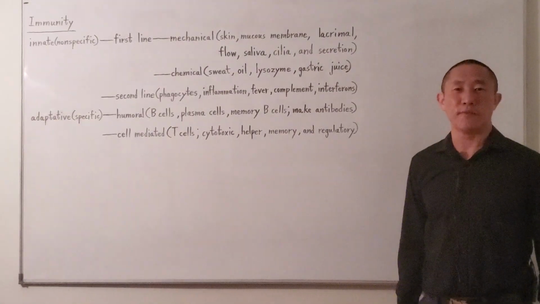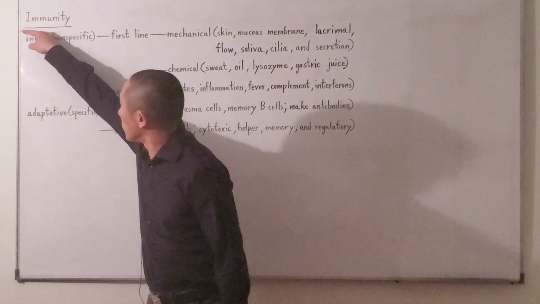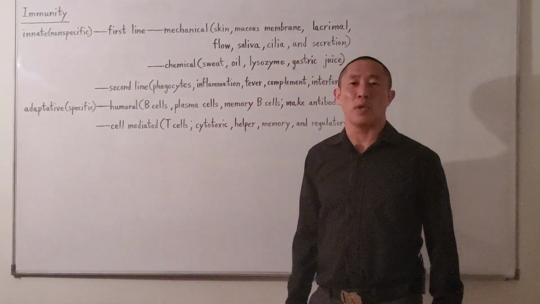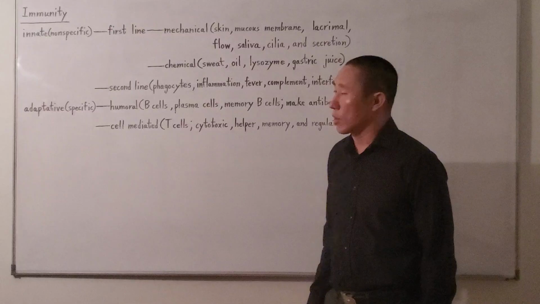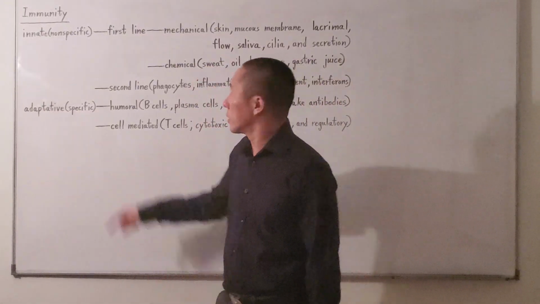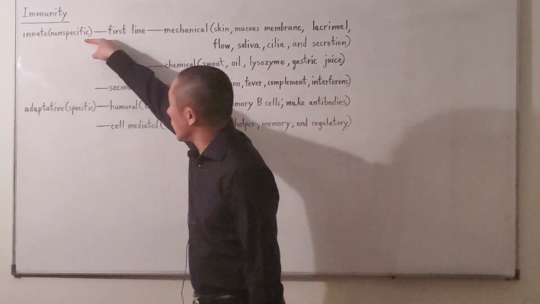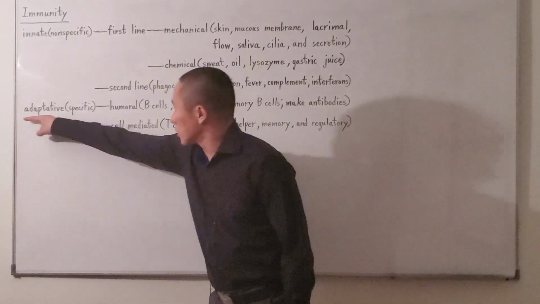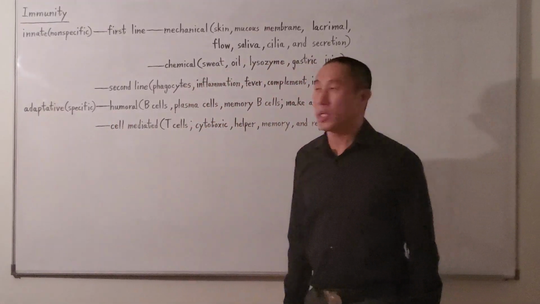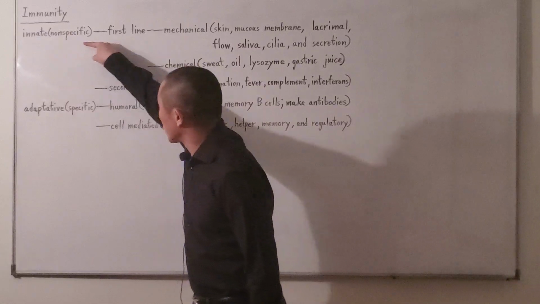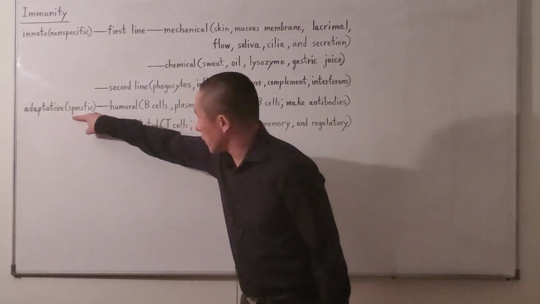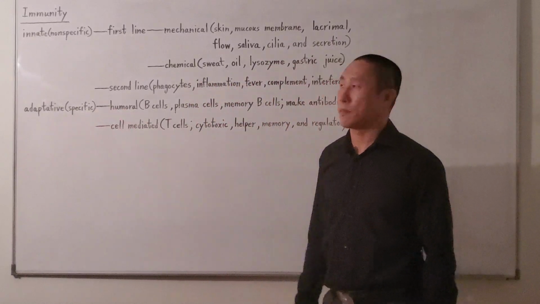Hi everyone, in this video we are going to talk about the immunity. Now, know that the immunity is also called the immune system. Now, the immune system includes two branches, and they are the innate immunity and the adaptive immunity. Now, the innate immunity is also called the non-specific immunity, while the adaptive immunity is also called the specific immunity.